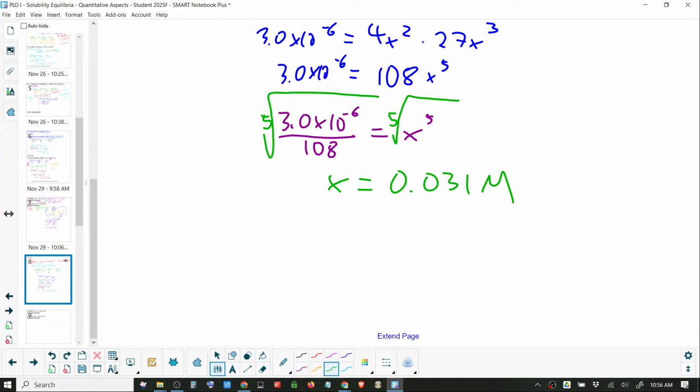Well, because we don't know the solubility, whatever the solubility X is, by stoichiometry the amount of aluminum will be 2X, because stoichiometry is balance. And the amount of this will be 3X. So the cube, because the Ksp is the concentration.